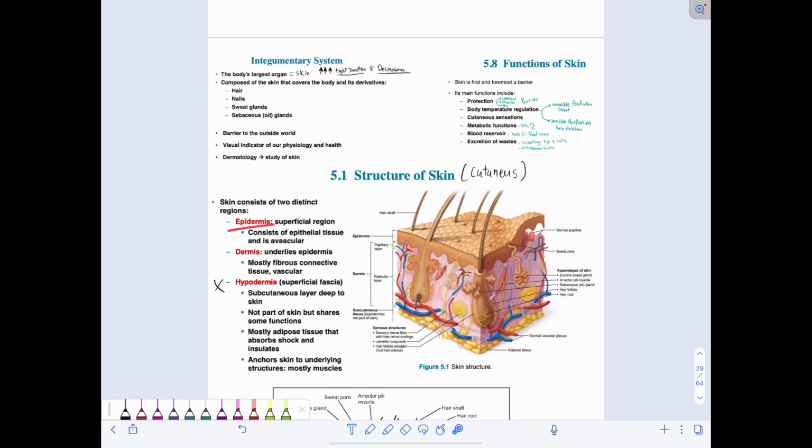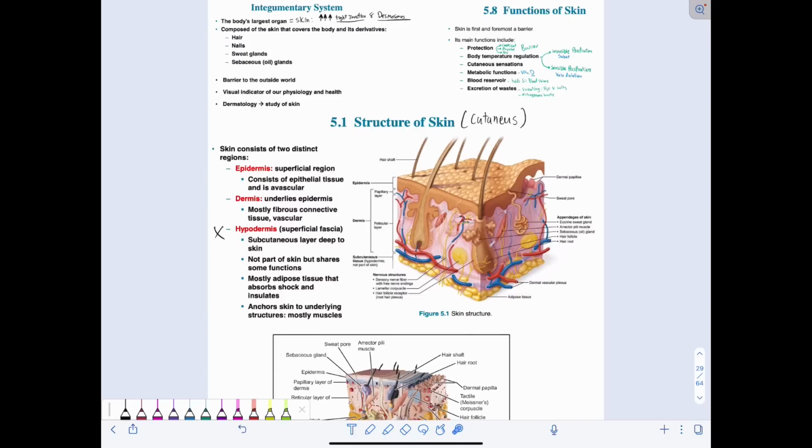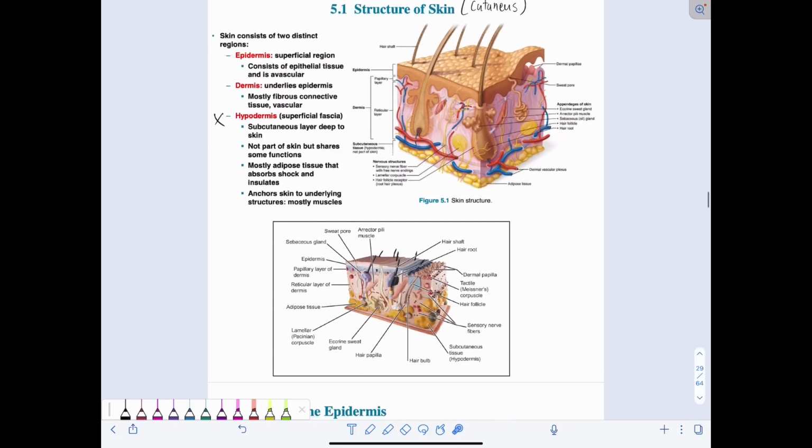Anyhow, make sure you understand that the skin, or the cutaneous, is made up of the epidermis and the dermis, and not the hypodermis. Epidermis, you have a couple layers there, and the dermis is underneath the epidermis. It's the layer that's pretty vascular.